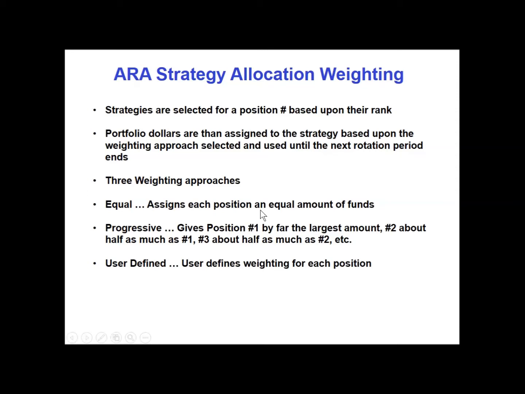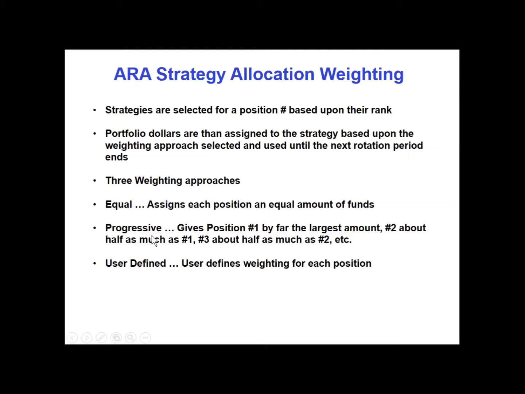I give you 3 approaches. There's equal, which assigns each position an equal amount of funds. So if you have 5 and use the equal, every position gets 20%. If you only have 3, each position gets 33%.